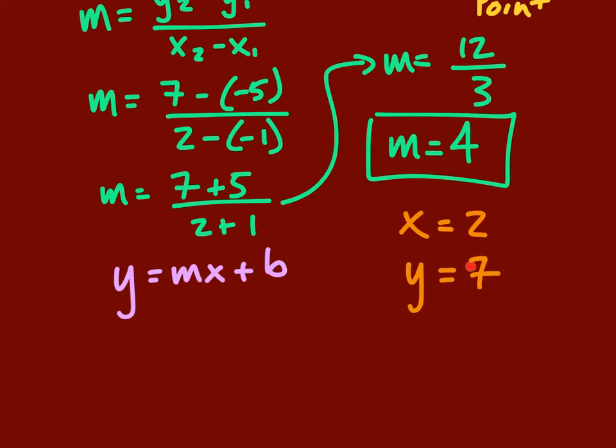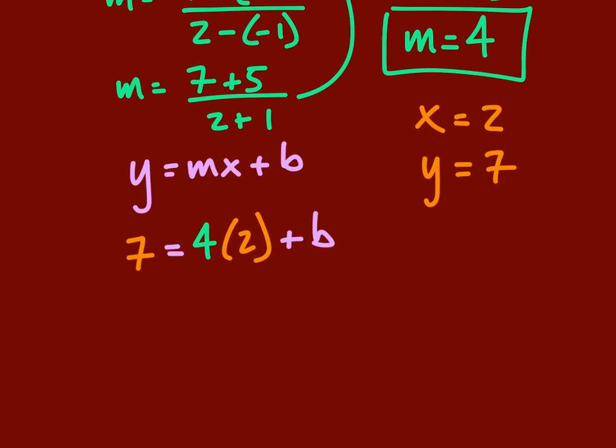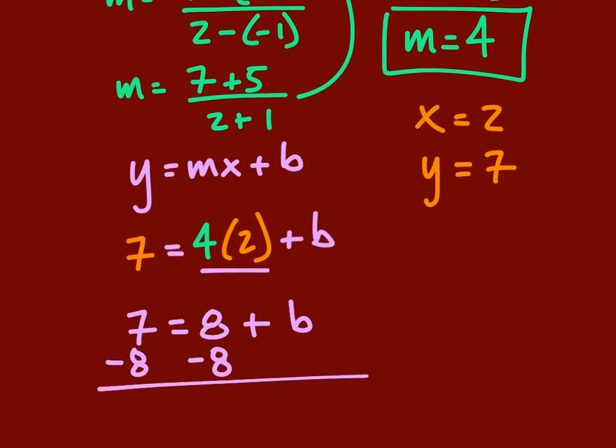So using those two numbers, I'm going to plug those into my equation here, and that will allow me to solve for b. So let's just plug those in. So right now I want to plug in 7 for y is equal to 4 for my slope. My x value is 2 and then plus b. And so this will allow me to solve for b if I just solve this equation. So 4 times 2 gives you 8. So 7 is equal to 8 plus b. I'm going to subtract 8 from both sides, and I get that -1 is my value for b.